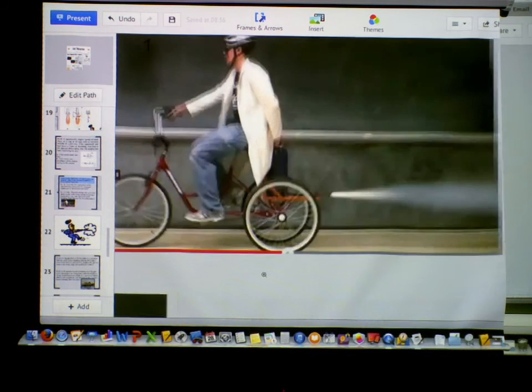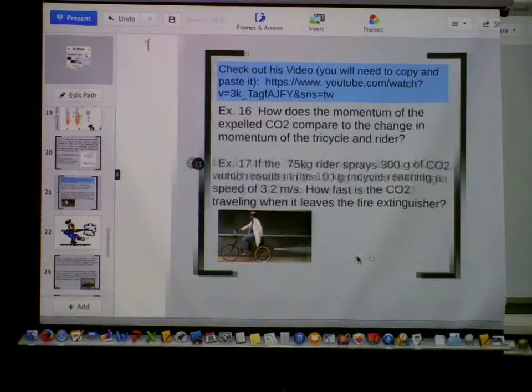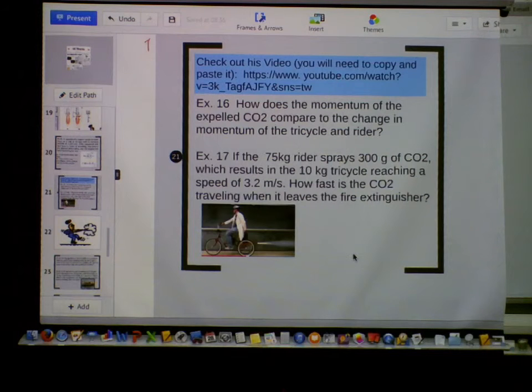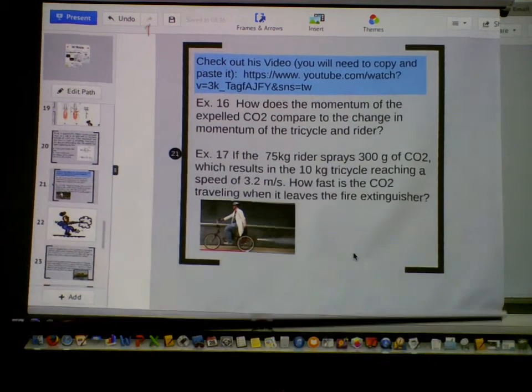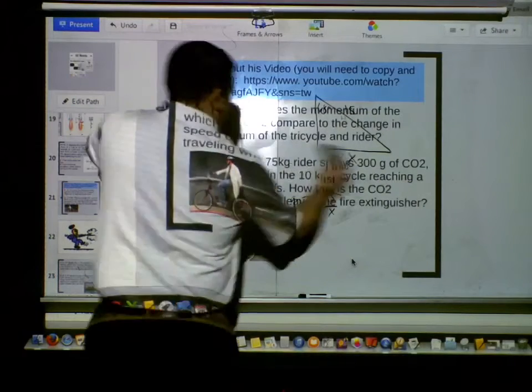So, example 17 says, if the 75 kilogram rider sprays 300 grams of CO2, which results in a 10 kilogram tricycle reaching a speed of 3.2 meters per second, how fast is the CO2 traveling when it leaves the fire extinguisher? Okay. Richard, get lights for me, please. Thank you.